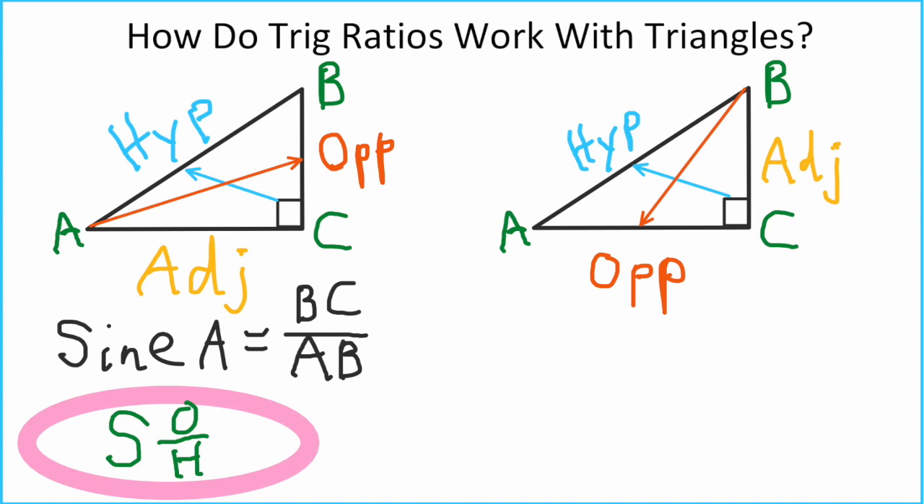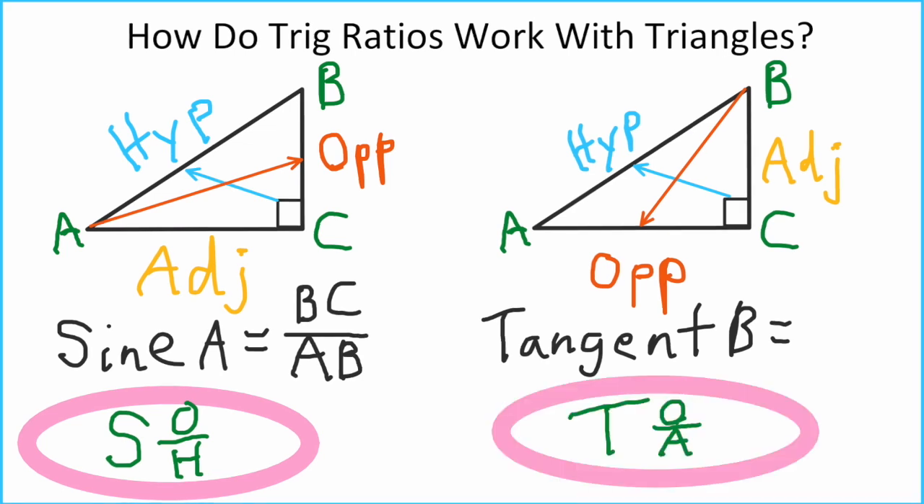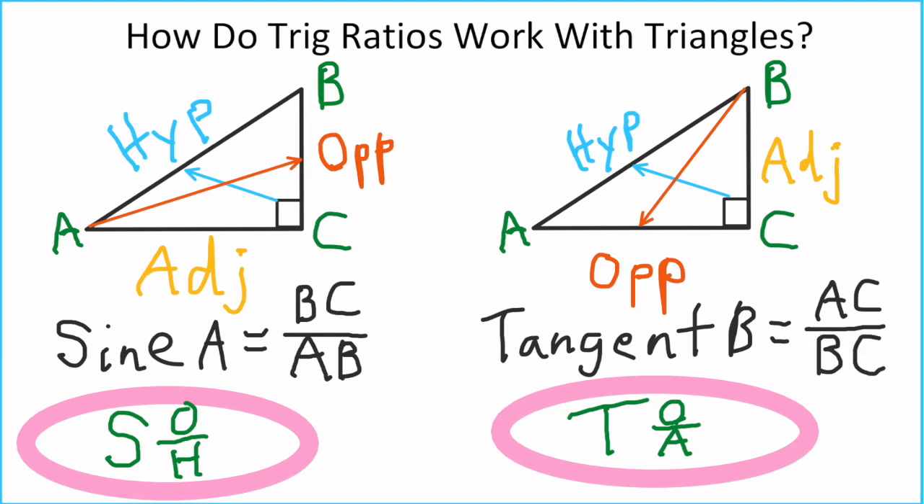On the other side, what if we want to do tangent of B? Well, tangent means we're thinking TOA. So that means we would have a ratio with AC on top and BC on the bottom.